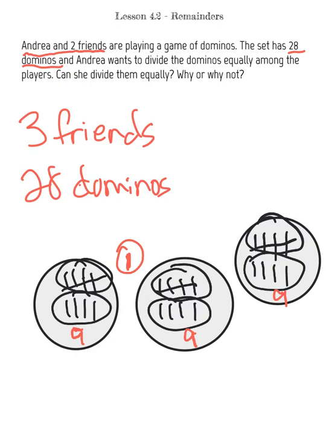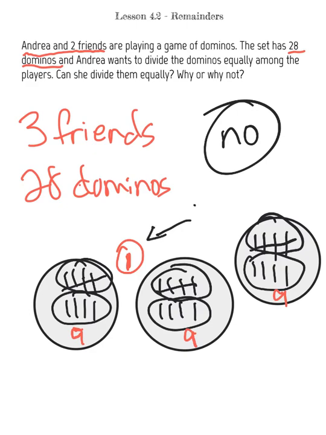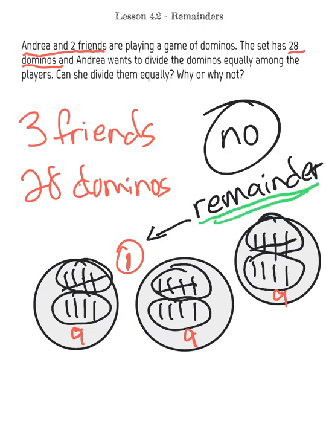So the answer, can she divide them equally? No, she can't. And then why? Well, because I have 1 left over. Now, that 1 left over, our math term of the day is a remainder. That's my remainder, and I'm going to highlight it, and I'm going to underline it, and I'm going to circle it, right? Remainder. So that is a division term, it's a math term.